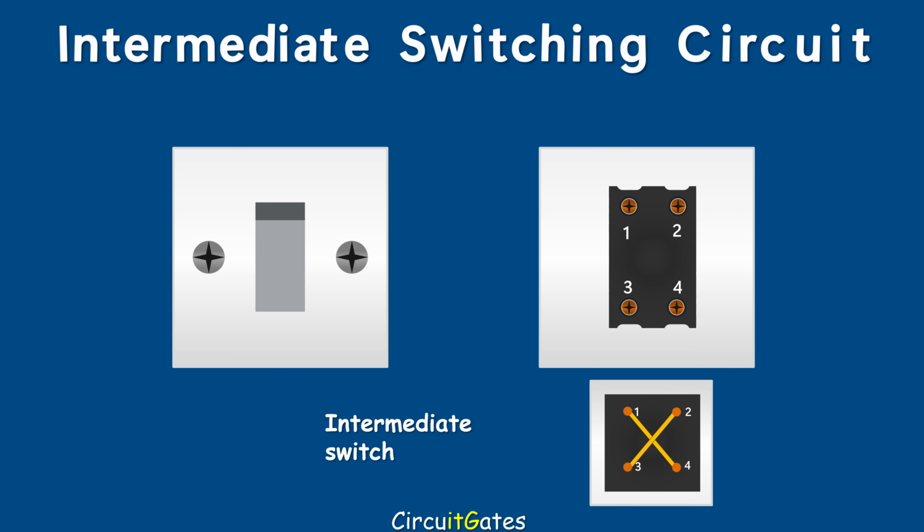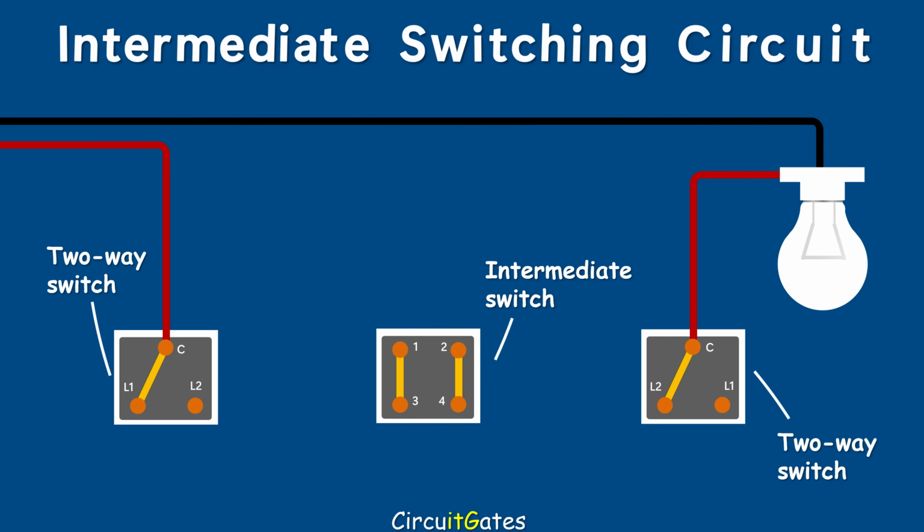To wire an intermediate switching circuit, you simply add an intermediate switch between the two two-way switches. Then connect the L1 terminals of the two-way switches to terminals labeled 1 and 3 of the intermediate switch, and the L2 terminals of the two-way switches to terminals labeled 2 and 4 of the intermediate switch. For the lamp to be illuminated, one path must be complete, starting from the common terminal of the first two-way switch, going through the intermediate switch up to the common terminal of the other two-way switch. If there is not a complete path, the lamp will not be illuminated.